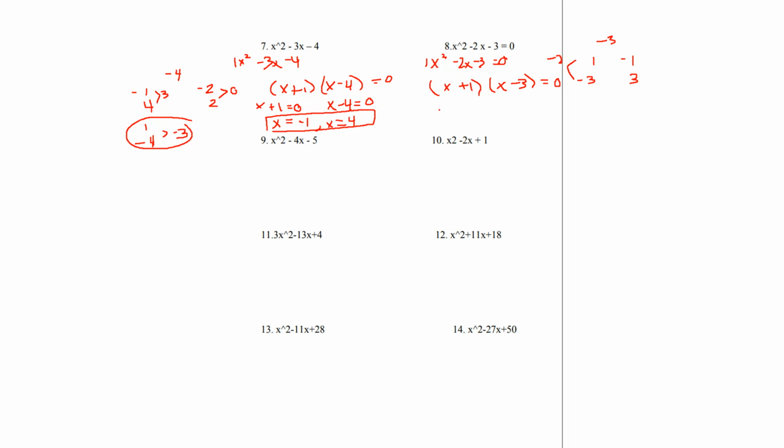You set that equal to 0. And to solve for this, it's going to be x plus 1 equals 0 and x minus 3 equals 0. And this makes your answer x equals -1, comma 3.